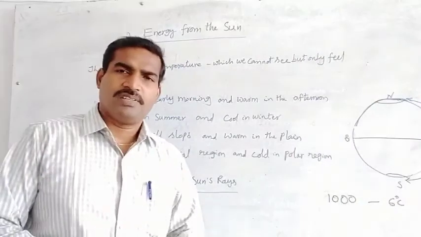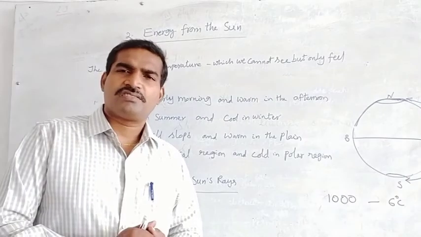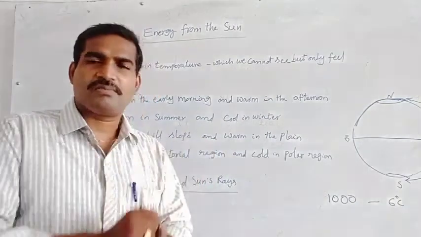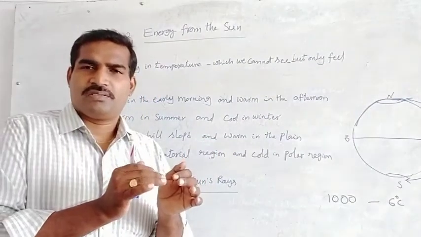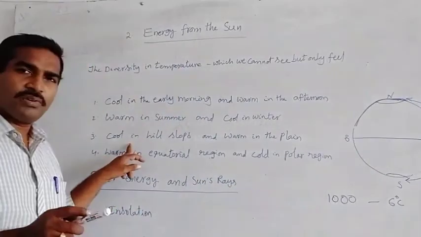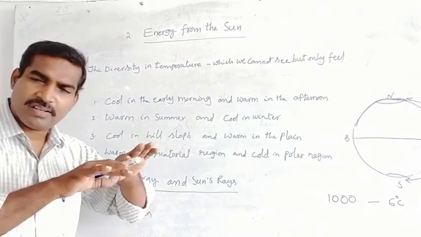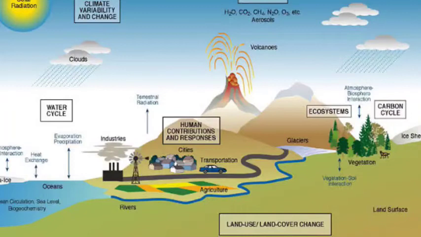You know that in Araku Valley during summer visits, there are very cold climate conditions, not very hot. Similarly, hill stations like Simla, Ooty, Nainital, Jammu and Kashmir, Srinagar are all very cold during summer also. Here it is cool in hill slopes and warm in the plain areas. At the same time, warm climate conditions appear in plain areas.